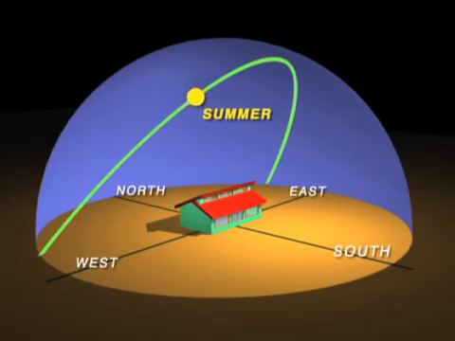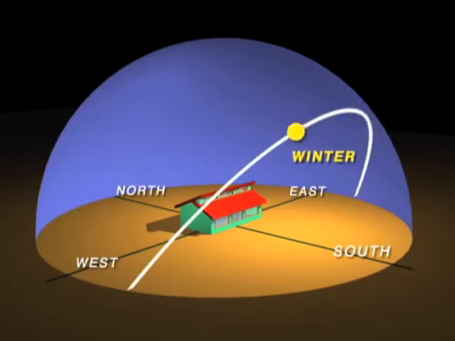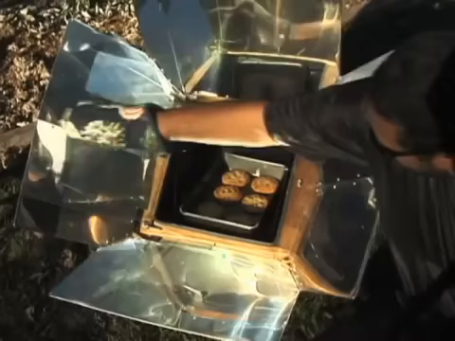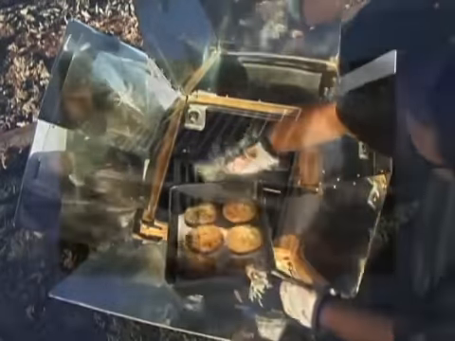Not only that, the sun's actual arc across the sky changes position throughout the year. In the winter in the northern hemisphere, the sun's daily path across the sky moves lower toward the south. This isn't a problem with something like a solar box oven. You just face it toward the sun and move it when needed to follow the sun's movement.